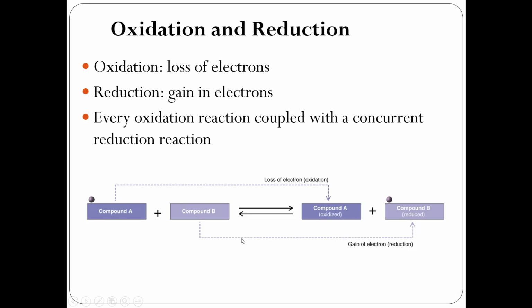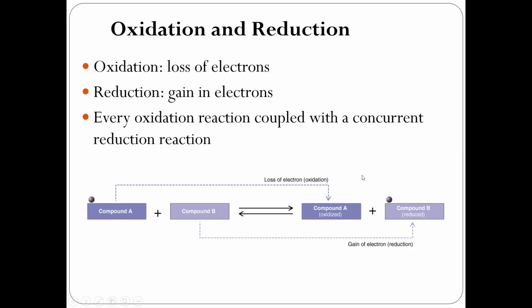Now, what does oxidation mean? When you lose electrons, that product is oxidized. When you gain electrons, that product is reduced. But you should also know that compound A, because it contributes electrons, is called the reducing agent. And compound B, we call it the oxidizing agent.